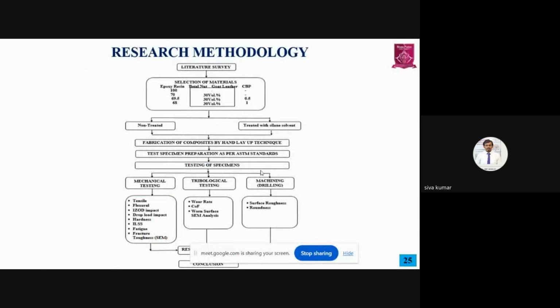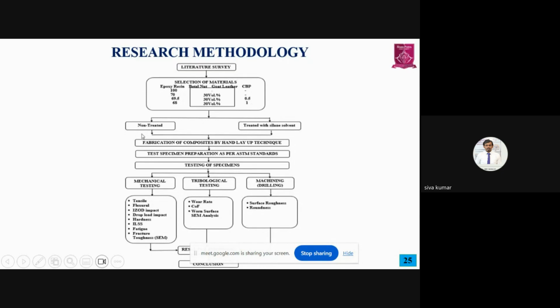Okay, so this is my methodology. Mainly I am focusing on four specimens. The first is 100% epoxy, and the second is 70% epoxy, then 69.5, 68, and the remaining is all betel nut and goat leather, by volume percentage. CBP is a chitin based polymer. So chitin was added at 0.5 percent and 1 percent for the last specimens.